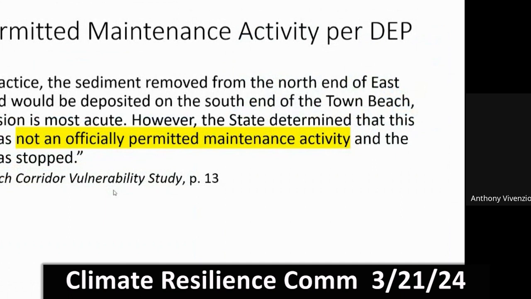Now, regarding the state's input in the East Beach Corridor Vulnerability Study on page 13, as Woods Hole Group looked at the past management practices and overwash history on East Beach Road, they stated, "In past practice, the sediment removed from the north end of East Beach Road would be deposited on the south end of the town beach where erosion is most acute. However, the state determined that this practice was not an officially permitted maintenance activity and the practice was stopped." Now, somewhere this institutional knowledge was lost and this practice began again, and it has occurred on very significant scales, particularly this past winter storm and evidently prior years as well.